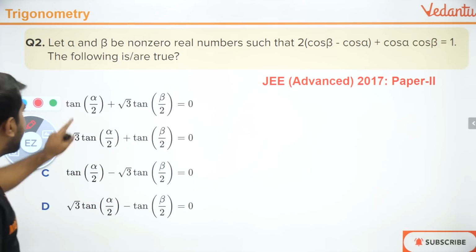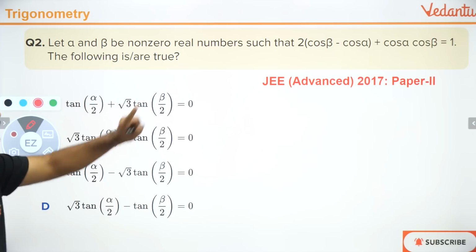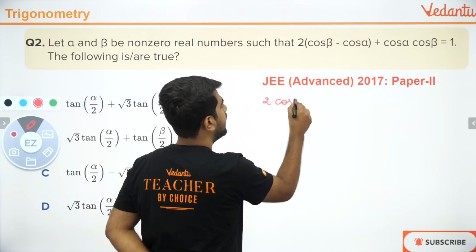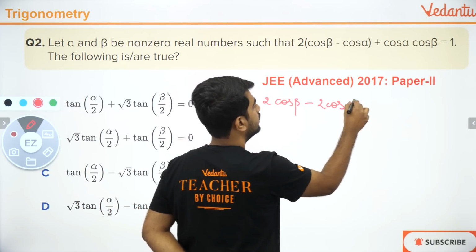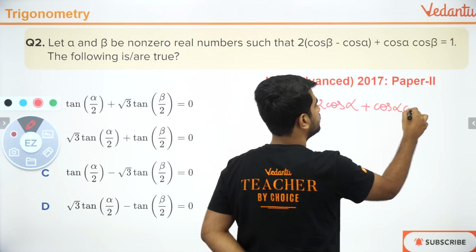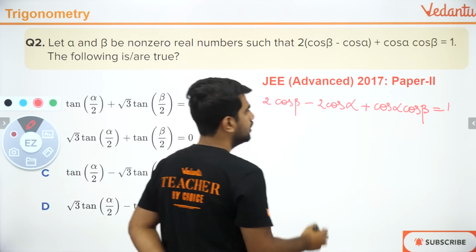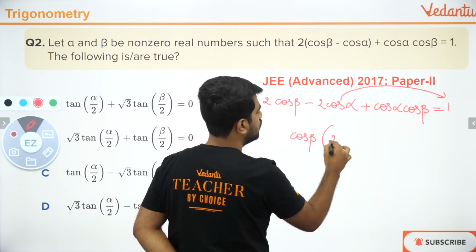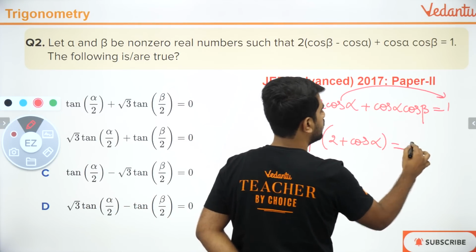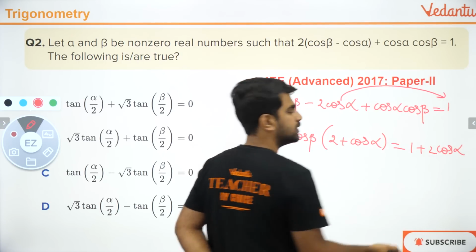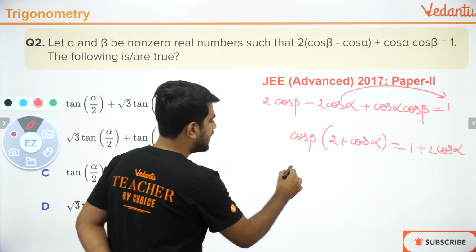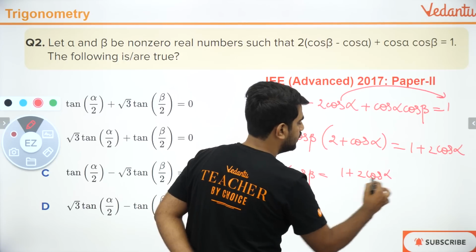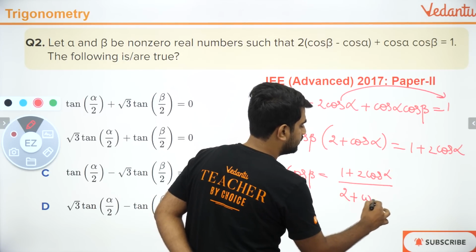The first thing is, guys, alpha and beta are separated. So that is my first job. I will separate alpha and beta. So let me open it out. What will I get? I'll get 2 cos beta minus 2 cos alpha plus cos alpha cos beta is equal to 1. So let me take this to the other side and take cos beta common. So cos beta into 2 plus cos alpha is equal to 1 plus 2 cos alpha. So that's it. That is the first thing which I know. Now I can write it as cos beta is equal to what? 1 plus 2 cos alpha divided by 2 plus cos alpha.